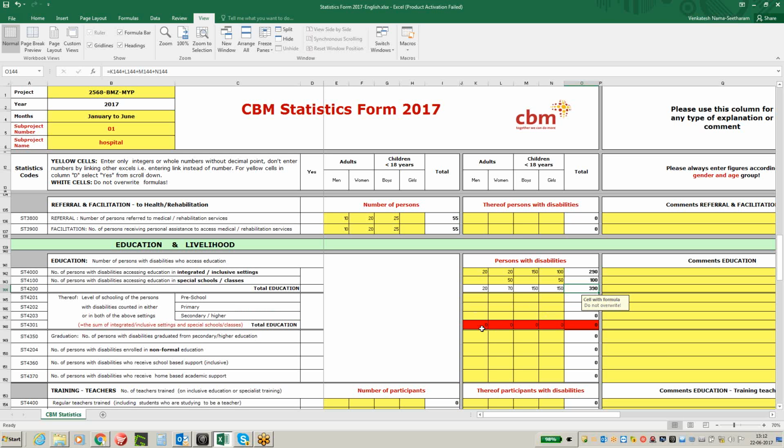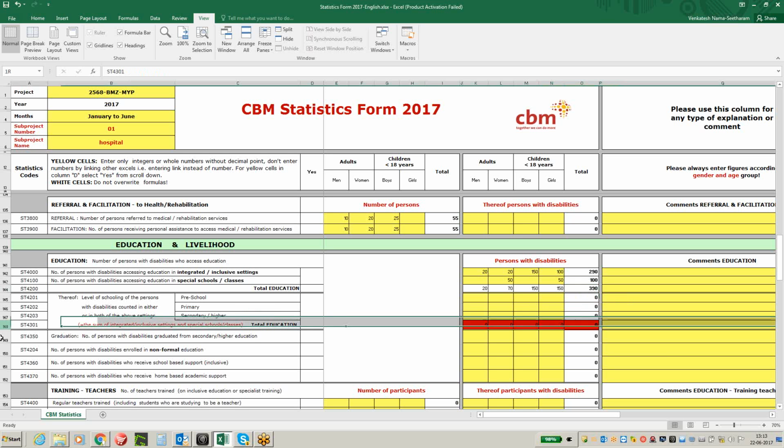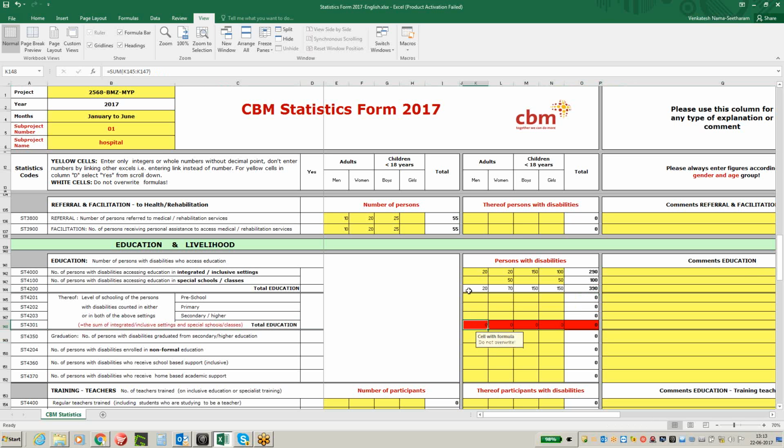Out of this, you see already a red mark for 4301, right? Out of this 20, how many are in preschool? Say 10 are in preschool, say 5 are in primary, and 5 are in secondary. So automatically the red goes to that column. It is very simple logic. This is a total of this total. How many are in primary? How many are in secondary? And how many are in primary, secondary, and preschool?